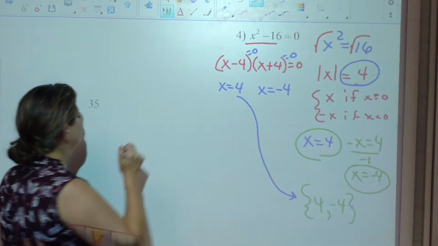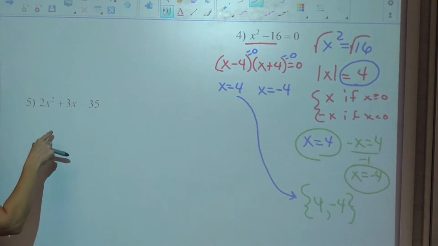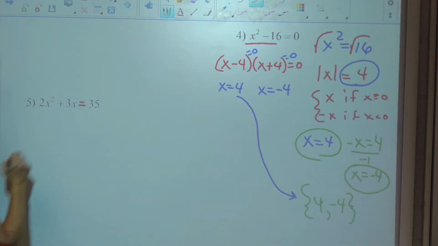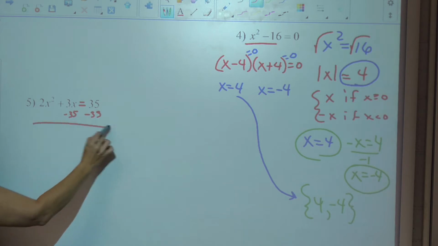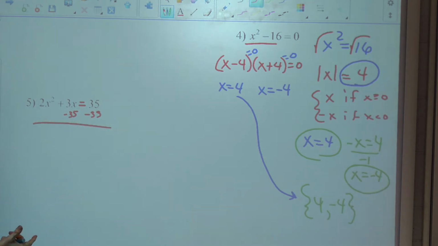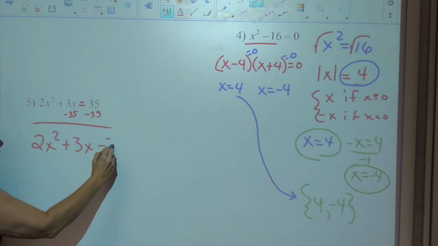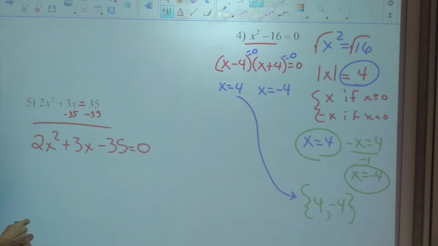All right, on 5, the first thing is it's not equal to 0. Anytime you're solving a quadratic, you have to get it equal to 0. So the first thing I'm going to do is subtract that 35 from both sides. And when I try to subtract that on the left, there are no like terms. So I get 2x squared plus 3x minus 35 equals 0. If you don't have a difference of squares, you might want to just try to factor immediately.